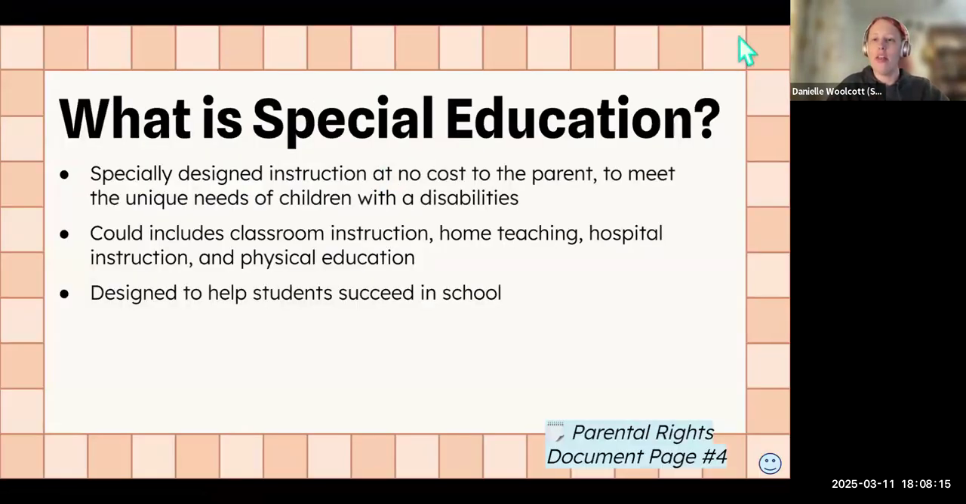Moving right along. So one of the first things to talk about is what is special education? Special education is specially designed instruction at no cost to the parent to meet the unique needs of children with disabilities. This could include classroom instruction, home teaching, home hospital, adapted physical education, and it's designed to help students succeed in school.